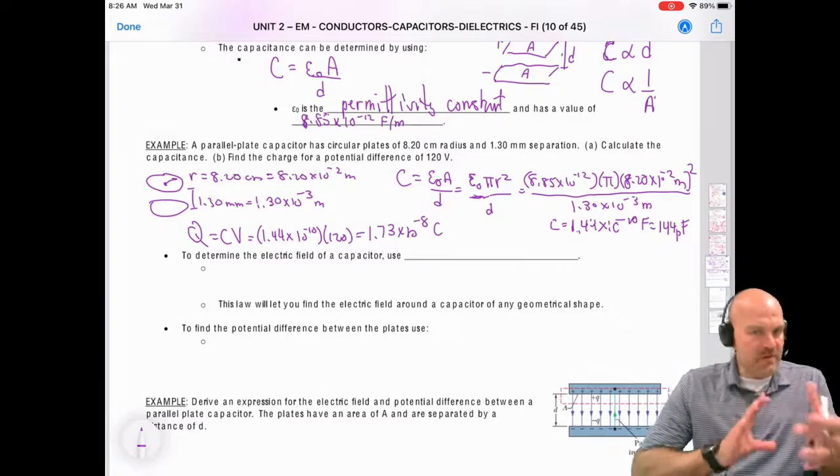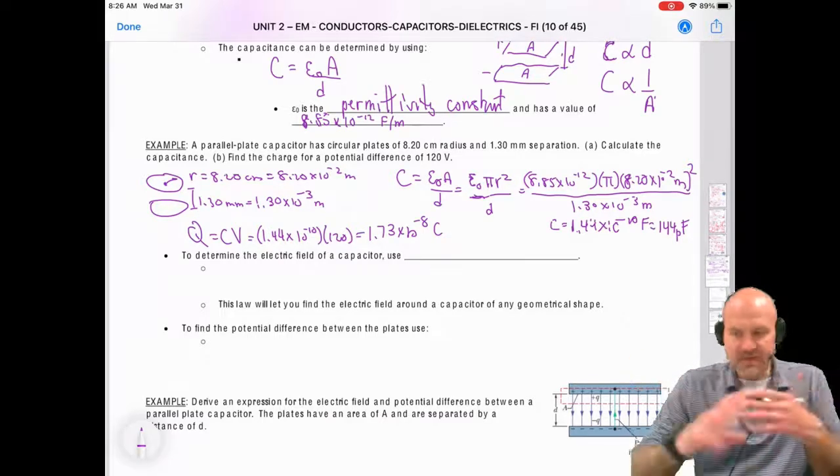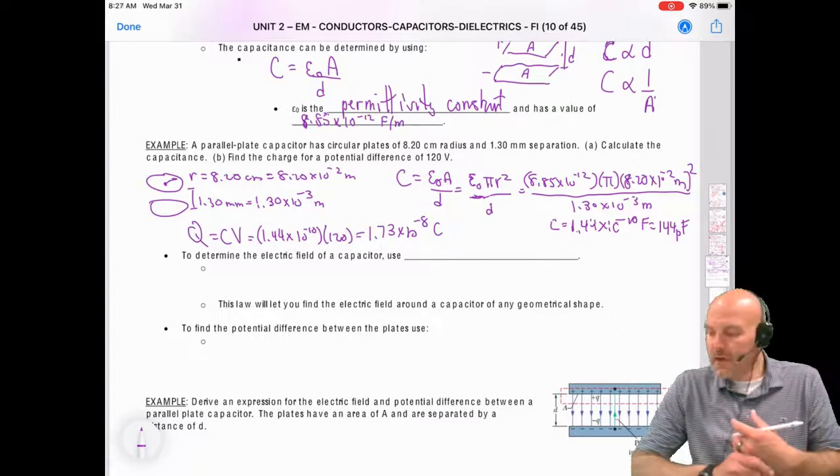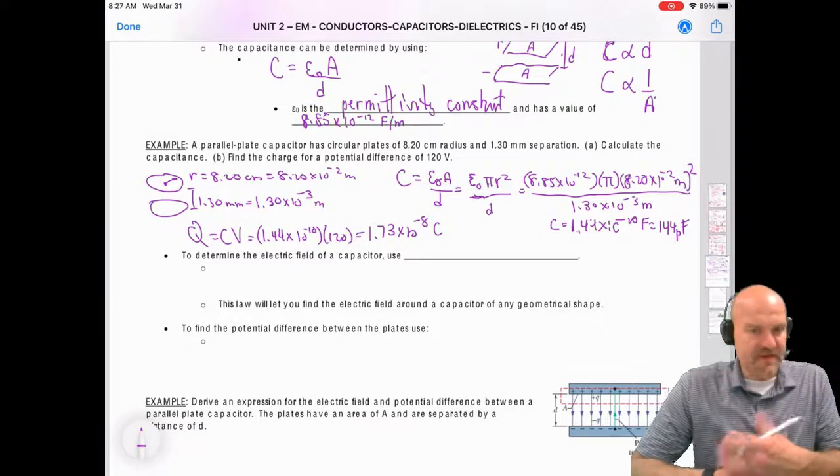Okay, so I'm going to split this video up so we're not dragging this out, because the next problems are where we're going to bring in the calculus piece, where we're going to revisit Gauss's law.